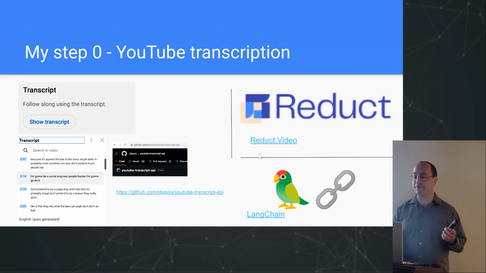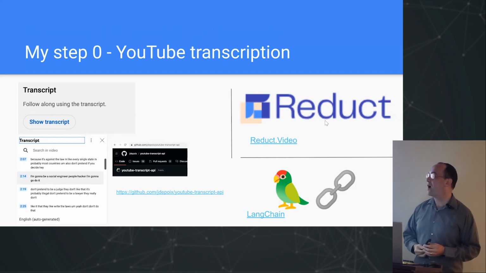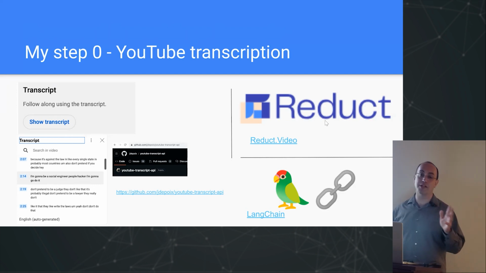What I ended up using for this tool is a different tool called Reduct.video. It's a company where I found that the transcript was way better. Also, the YouTube transcript API breaks things up into every, say, 5 to 10 seconds. Reduct gets the millisecond that somebody says every word. So it was a nice tool. It costs, but it worked well for this.